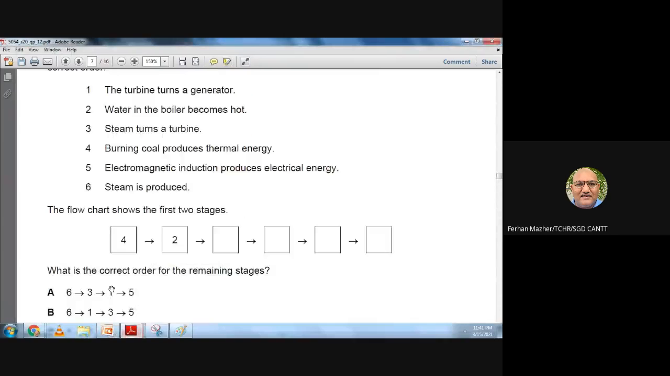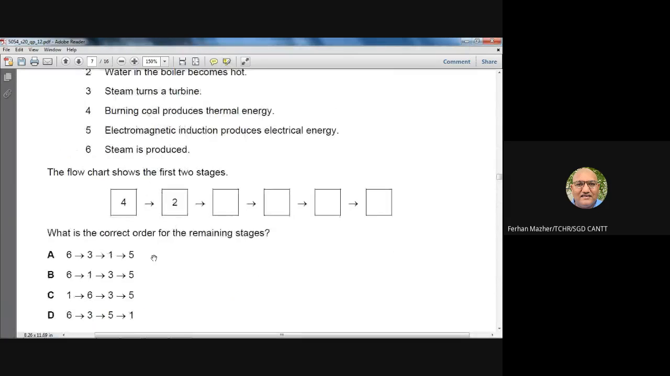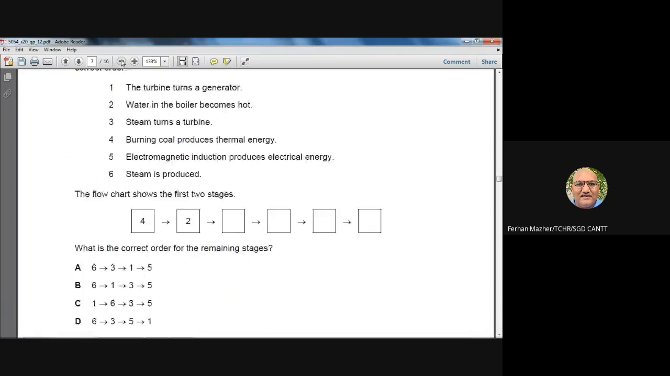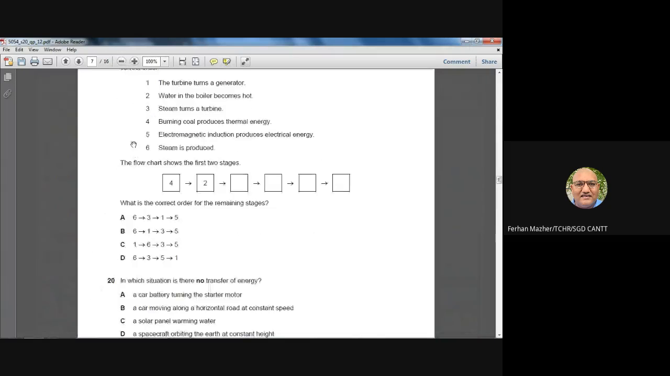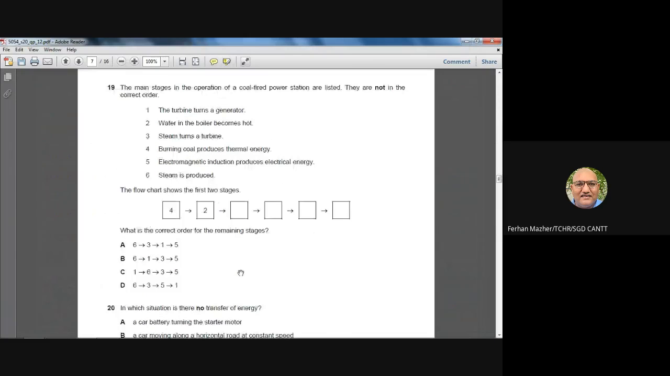You see, this question is, what will happen in a coal power station? Let me reduce the size so you can see the whole thing. First of all, the burning coal produces thermal energy. Water in the boiler becomes hot. Steam is produced. Steam turns a turbine. The turbine turns a generator. Electromagnetic induction produces electric energy. This is what happens inside the generator. So A is the right option, sir.